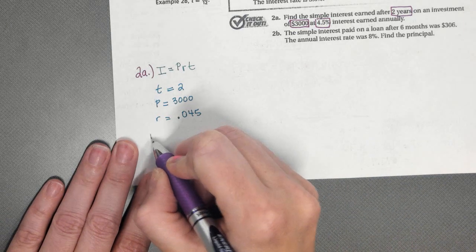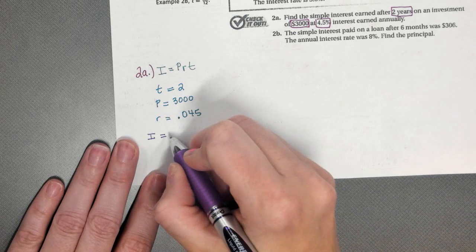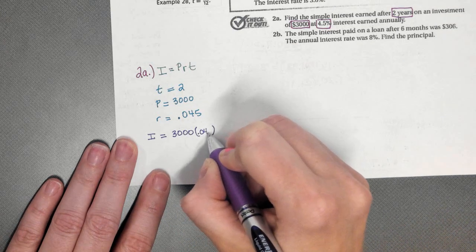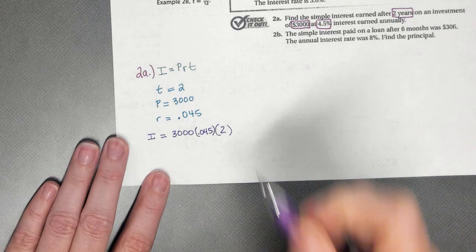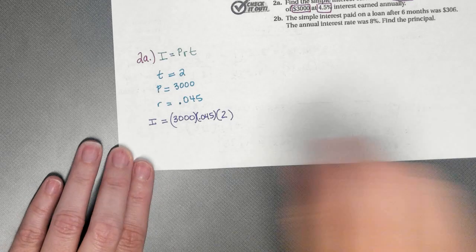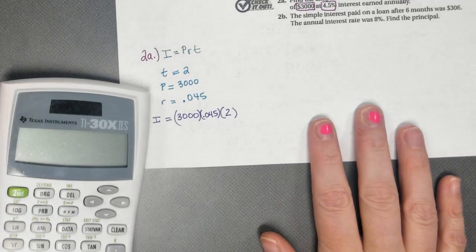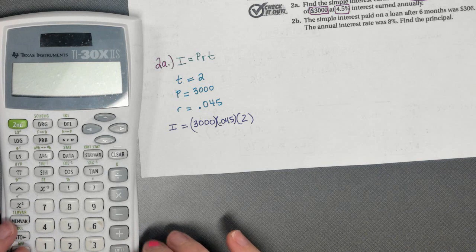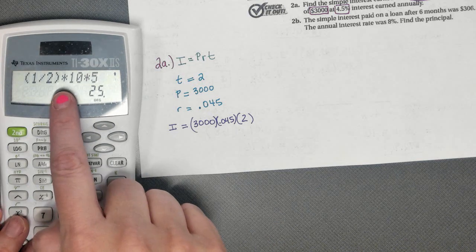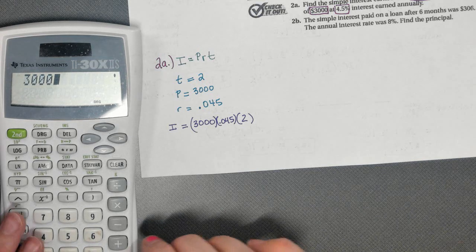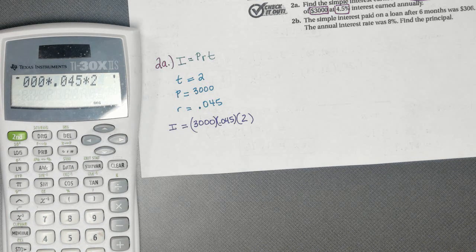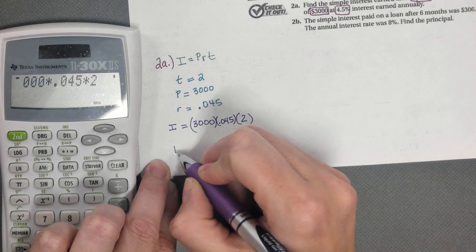All right. So the way that you can write that is 3,000 times 0.045 times 2. Okay, so you can just put them all in parentheses. So when you're writing it out, you do want that in parentheses. And then on your calculator, you can either put them in parentheses, like I did with this one, or you can also do 3,000 times 0.045 times 2. Okay, so you guys calculate that, and then we're going to write our answer as money.